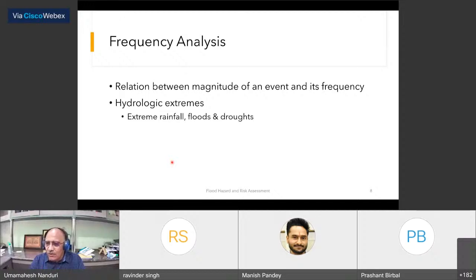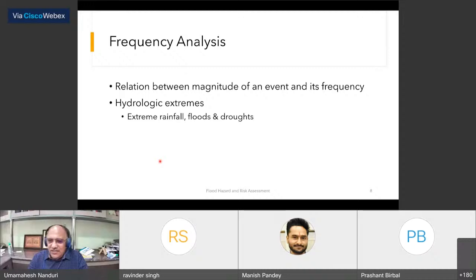Okay. So with these definitions, let me now go into the way we try to analyze the flood hazard and risk of any particular location in a river basin. Basically I'm talking in terms of a river basin. So one is a probabilistic approach, as I was saying earlier. If you have the past records of flow data there, we use the concept of frequency analysis to assess the frequency of a particular flood occurring.